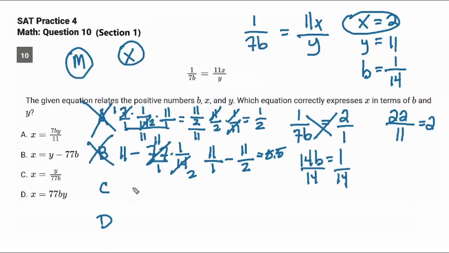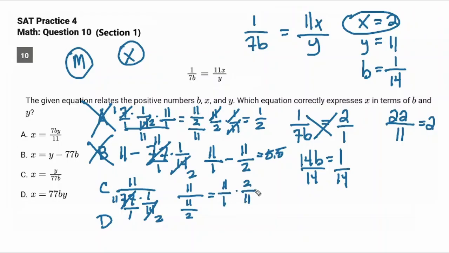All right, C. C says y, which is 11 over 77 times what? 1 over 14. And again, I'm going to put this over 1 so that I can see that I can reduce or divide by 7. So this becomes a 2. And divide by 7, this becomes 11. And now this is 11 over 2. And again, you can do it on your calculator if you want. I'm going old school. That's 11 over 1 times, flipping the second number, 2 over 11. Boom, boom. Hey, that's 2. That's the answer.